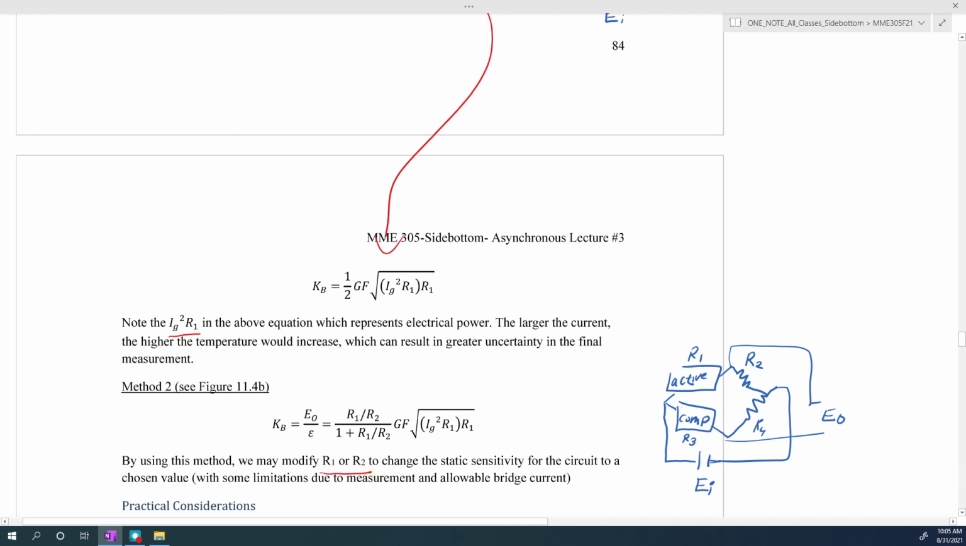If R1 is equal to R2, these two equations are the same, but if we don't make them equal, we can change those values to improve the static sensitivity. So we can increase or decrease how sensitive our output voltage would be to a change in strain by modifying our values of R1 and R2.